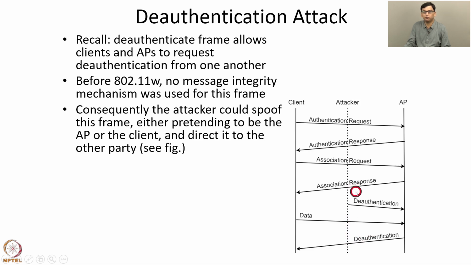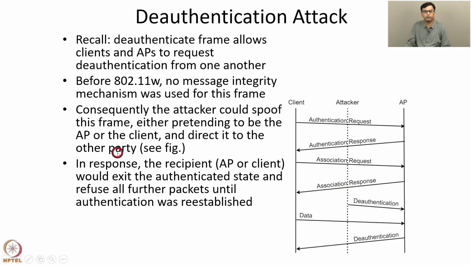So this attack is possible because there is no message integrity in this deauthentication frame. The access point is not able to check whether this frame was sent by the genuine client or by some attacker. Because of this, the attacker could send a deauthentication frame and deauthenticate the client from the access point. This is the deauthentication attack. When the deauthentication frame is sent by the attacker, the recipient of the frame, that is the access point or the client, would exit the authenticated state and refuse all further packets until authentication was re-established.